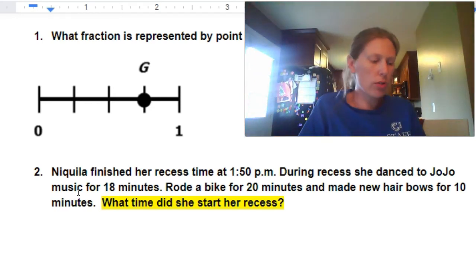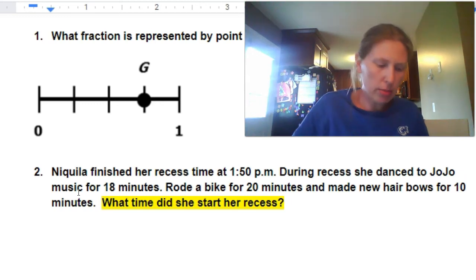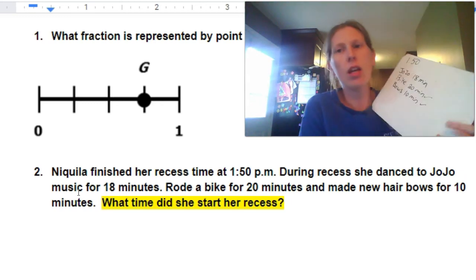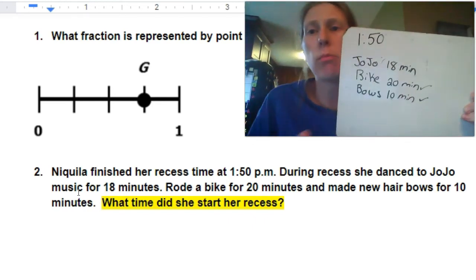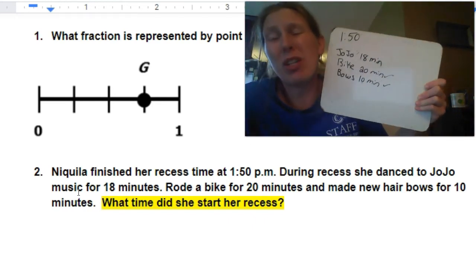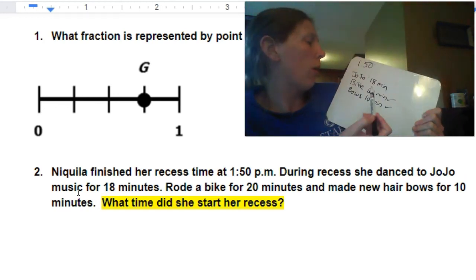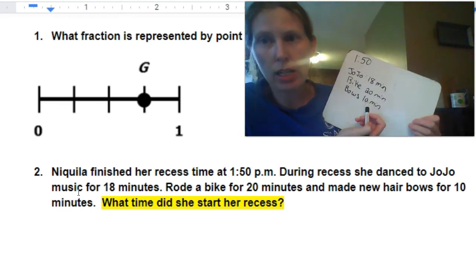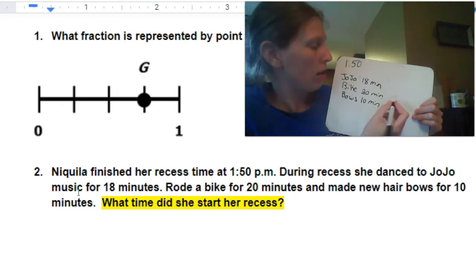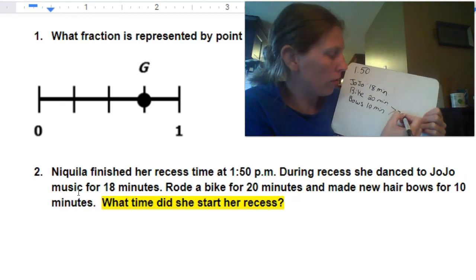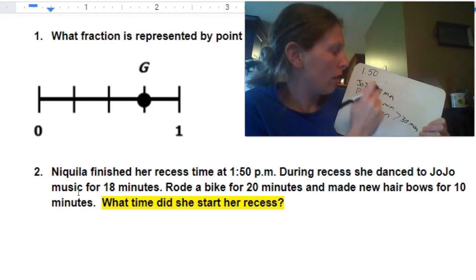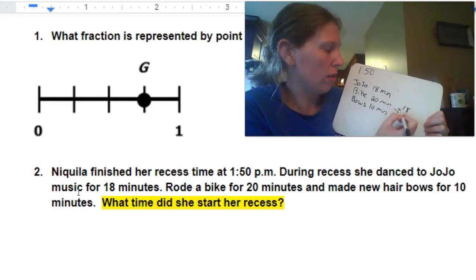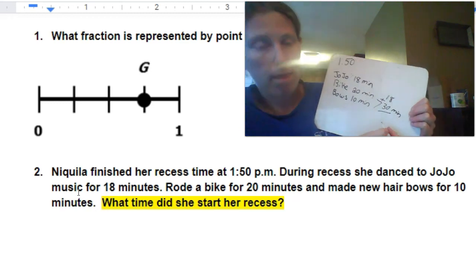If you don't want to do the number line method, and perhaps some of you found a more efficient strategy, you might say, I'm just going to figure out how much time she actually spent doing recess first. Okay, well, 20 minutes and 10 minutes, that's pretty easy to combine. That's going to give me 30 minutes. So she spent 30 minutes doing stuff over here. Then she had that 18 minutes where she was doing JoJo things. So I'm going to combine that.